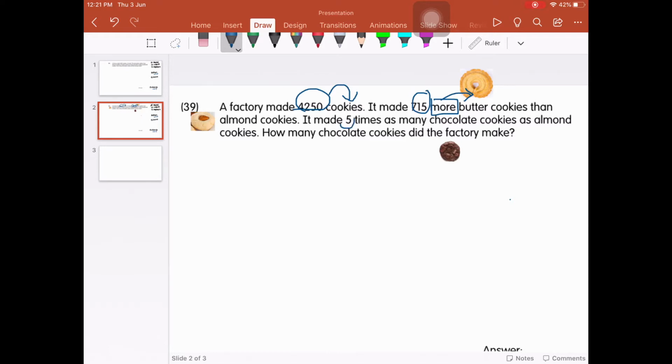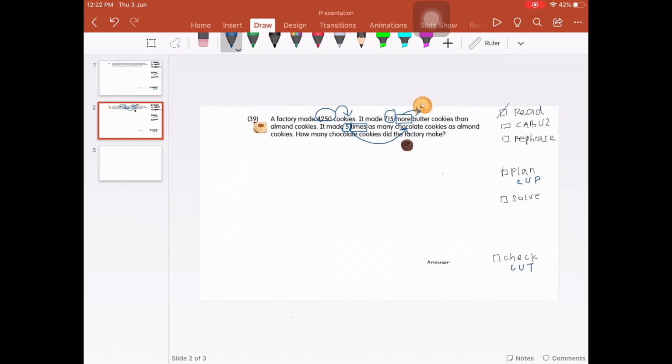Circle 5 and box up comparison word, times. 5 times as many chocolate cookies as almond cookies. So 5 times refers to the chocolate cookies. Now, how many chocolate cookies did the factory make? Now we are done with CAP U2.